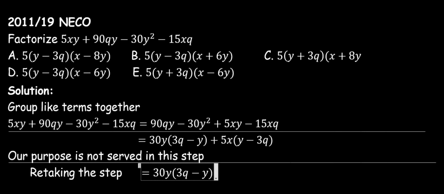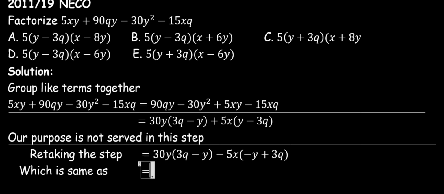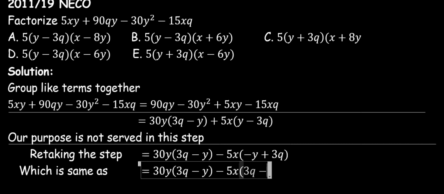The first item is not actually the problem, it's the second item, because we want the two brackets to have the same item. So we have minus 5x by factoring out minus 5x, we will be left with minus y plus 3q, bracket open and close, which is the same as 30y into 3q minus y, bracket close, minus 5x into 3q minus y, bracket close. Now we have achieved the same item in both brackets.